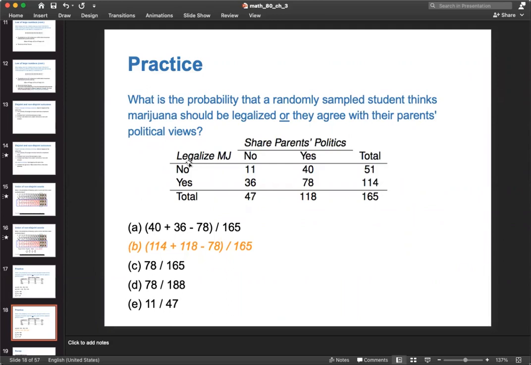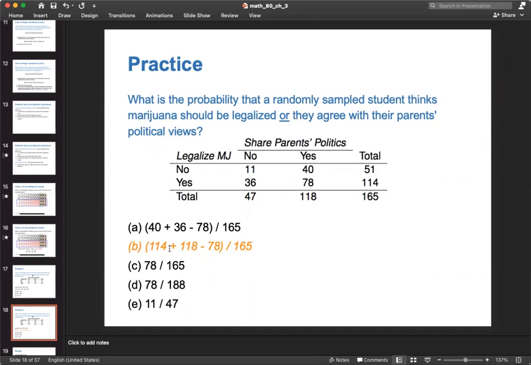And so let's take a look over here. The total number of students who believe that they should legalize marijuana is 114. The total number of students who share their parents' political views is 118. The total number of students who believe in legalizing marijuana and share their parents' political views is 78. So it's going to be 114 plus 118 minus 78 divided by the total, which is 165. And that's how you get that number right there. And the reason is that you have that or statement there.